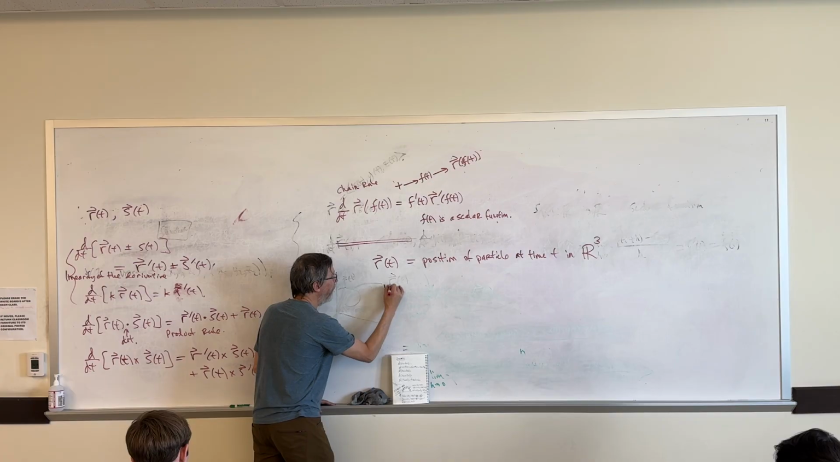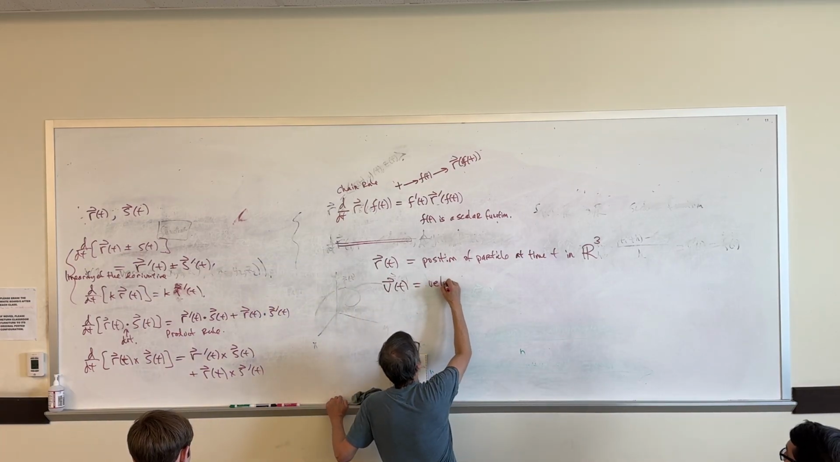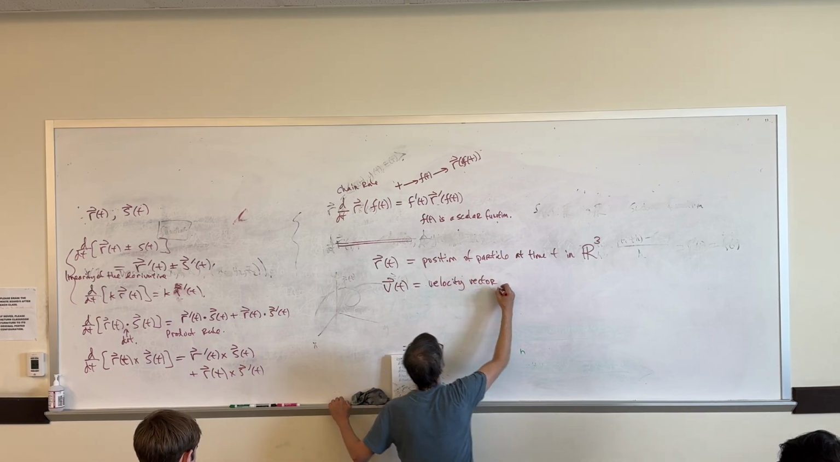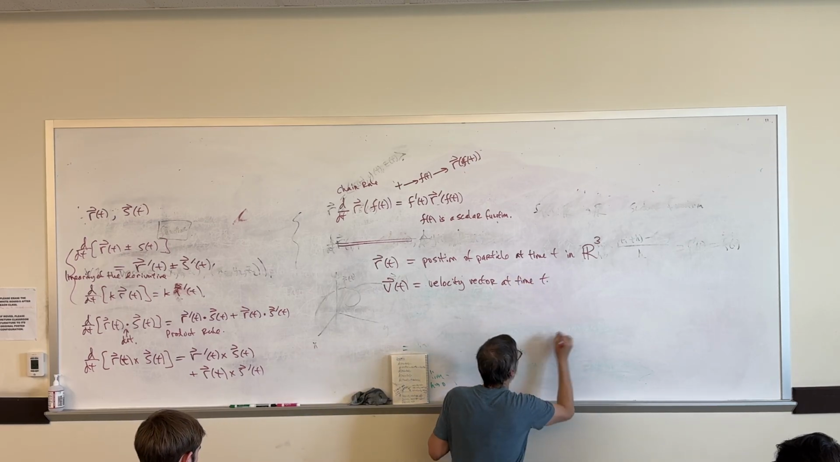Then the velocity of that particle is a vector. So this is the velocity vector at time t. Let's draw a little picture here.